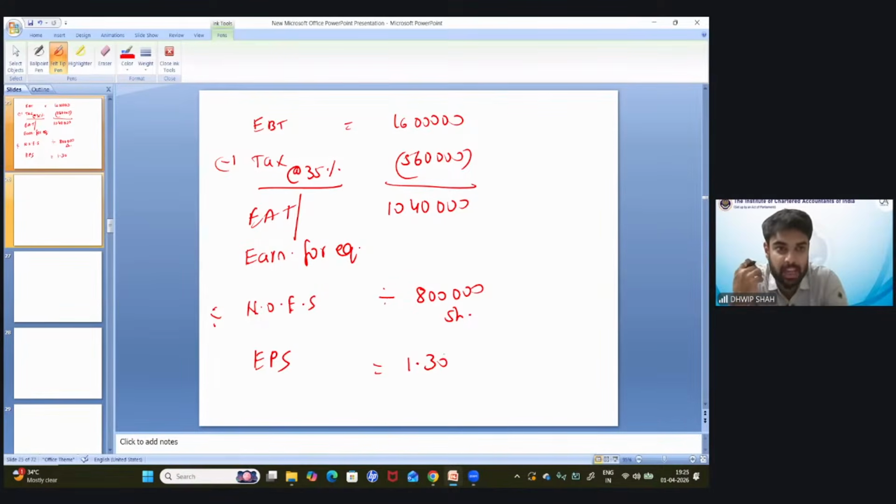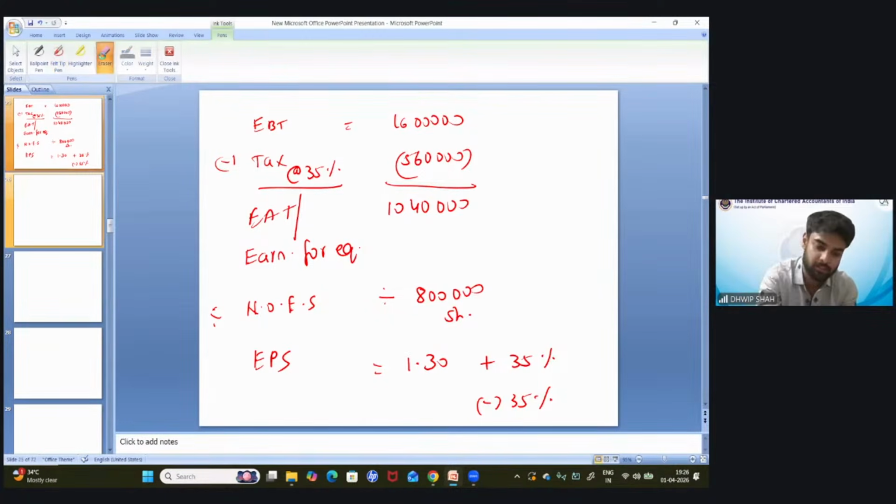अब अगर मैं सेल्स 20% से बढ़ा रहा हूं, तो कहना है कि मेरा EPS 35% से प्लस हो जाएगा. और जब मैं सेल्स 20% से गिरा रहा हूं, I am decreasing sales by 20%, तो my EPS will fall by 35%. Are you following? So this will be my revised EPS: 1.3 plus 35%, 1.3 minus 35%. Followed?